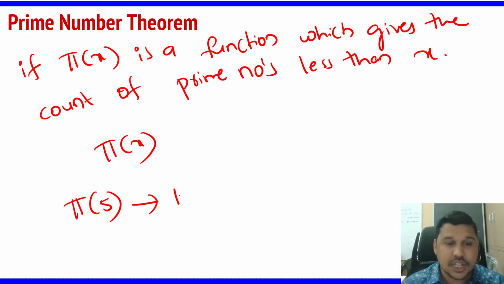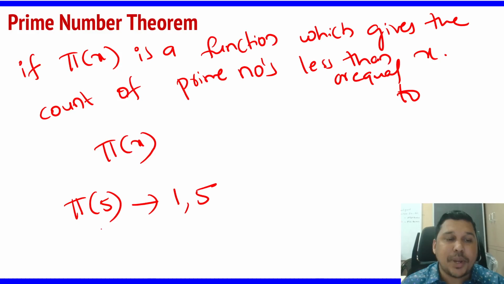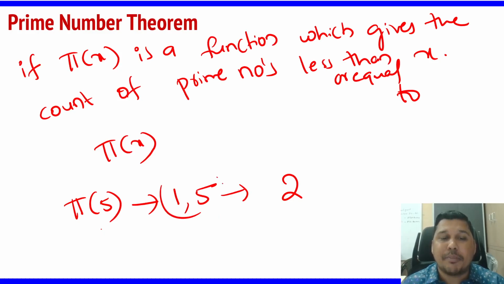Okay, it is just 1, because 1 itself is not prime, right? 1 and 5 are the primes less than or equal to... Okay, so pi of x is a function which gives the count of prime numbers less than or equal to x. If I say pi of 5, the answer will be 2.